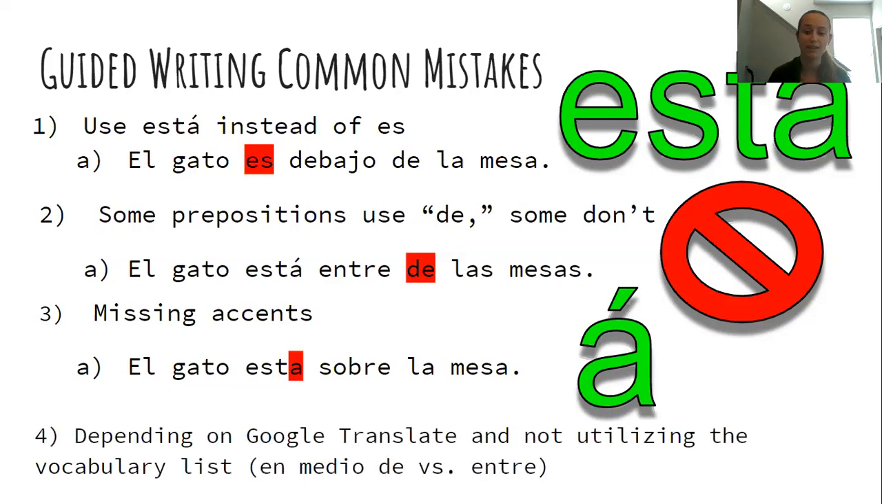And finally, depending on Google Translate and not using the vocab list. Y'all think you're sneaky. You're not sneaky. We can tell because you come up with words that aren't on our vocab list when there are perfectly good words to fit the meaning of what we're asking for.